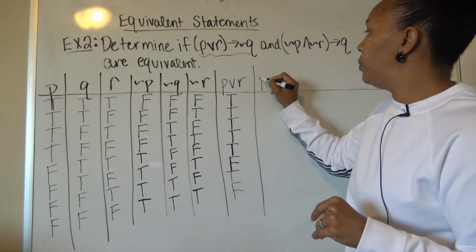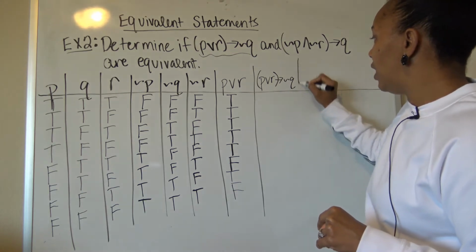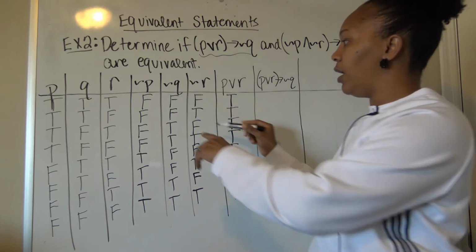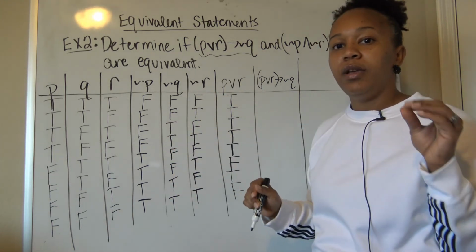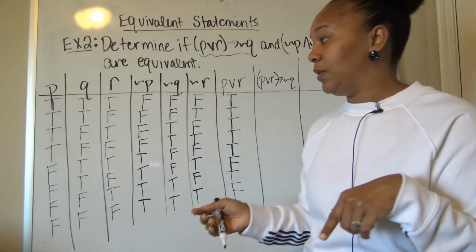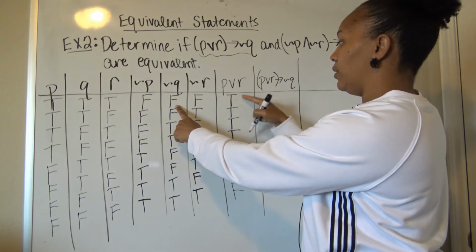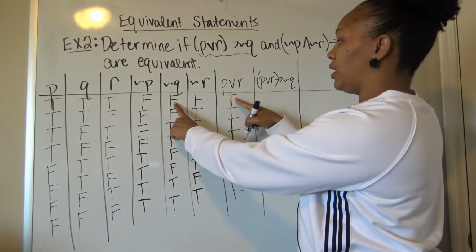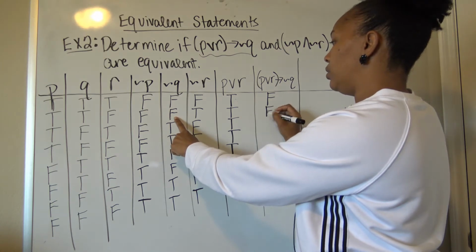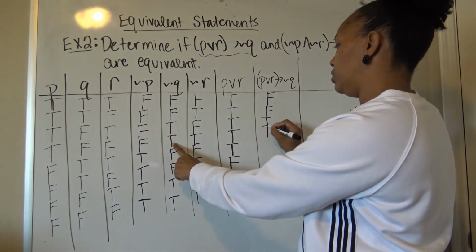So now I want to do the P or R implies not Q. This time I'm going to be looking at the P or R column first, and then the not Q column second. Now with the if then, remember that the if then is false when the first statement is true and the second statement is false. So I'm looking for that case, which is this first one. The first one is true, the second one is false, so that will be false. Here again, the first is true, the second is false, so that would also be false. It doesn't happen here, so that will be true. It doesn't happen here, so that will be true.